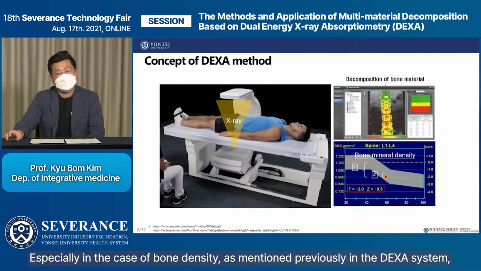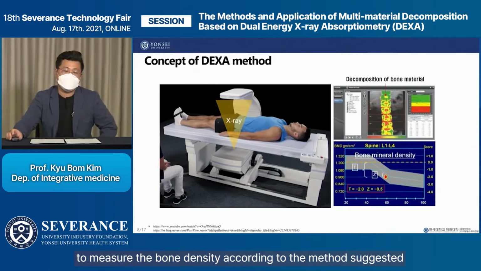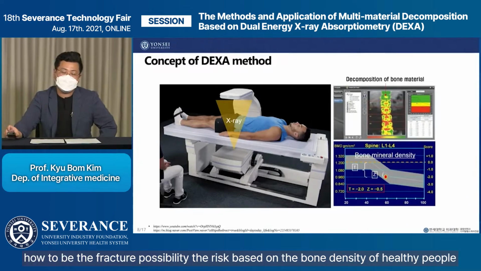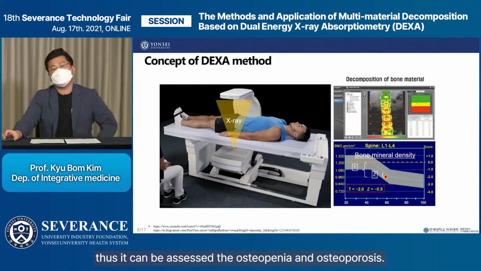Especially in the case of bone density, as mentioned previously in the Dexa system, we can measure the dual energy and take the bone's image from L1 to L4 to measure the bone density according to the method suggested by the World Health Organization. The T-score directly determines the fracture possibility, the risk based on the bone density of healthy people, and the Z-score checks the secondary cause based on the average bone density of the same age. Thus, osteopenia and osteoporosis can be assessed.